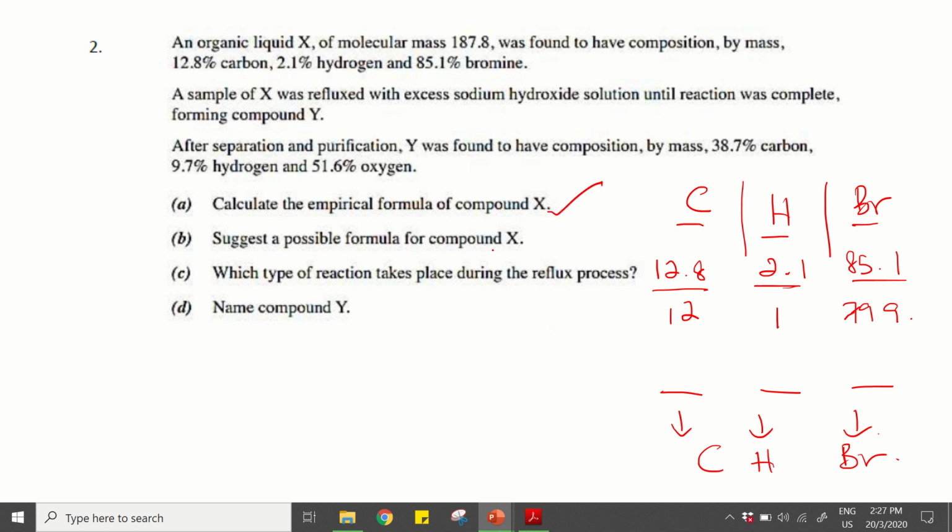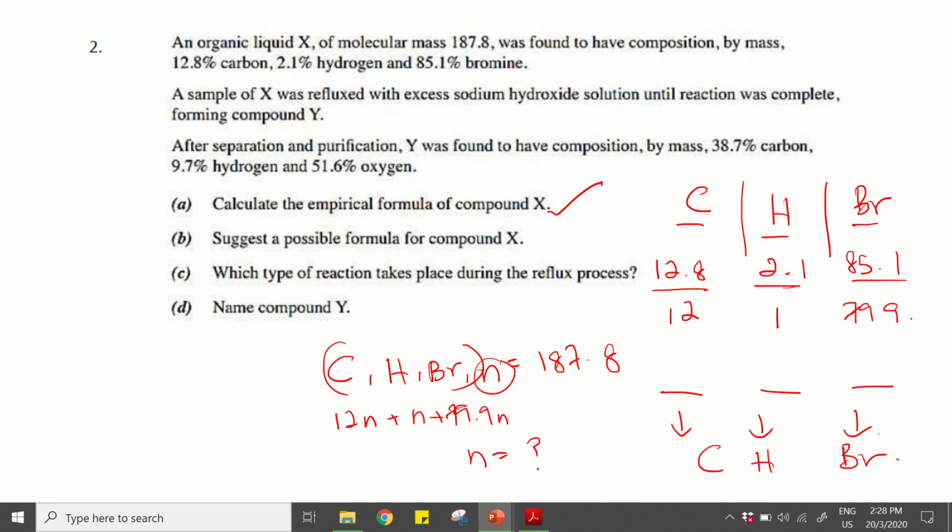And suggest a possible formula for compound X. Now, how are you going to do that? Once you get the empirical formula CHBr, you're going to put a bracket in and put n here equals to 187.8. And from here, you're going to times in, for example, I have two carbon, so it's about 12n plus 79.9n. Okay, if all are 1, it depends on your empirical formula. And then you will get your n value equals to what? Integer, and then you times it in, you will get your molecular formula. Okay, so that's for B.